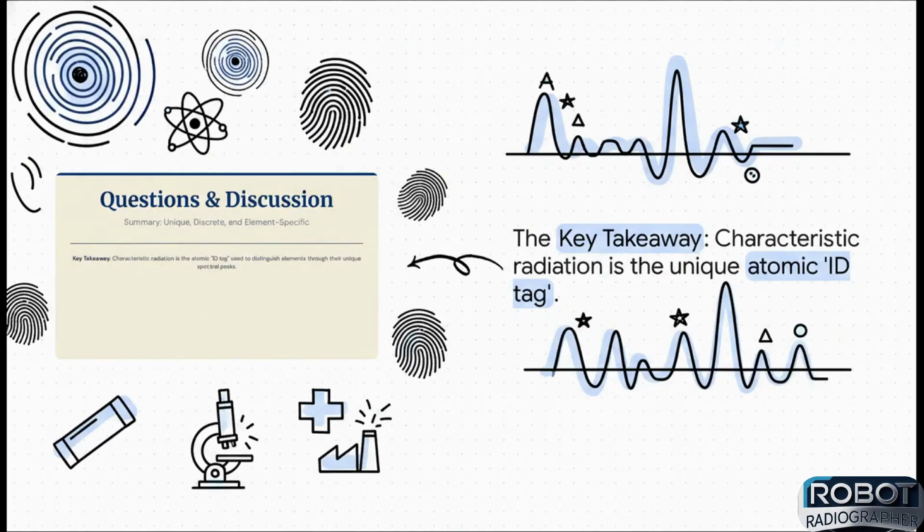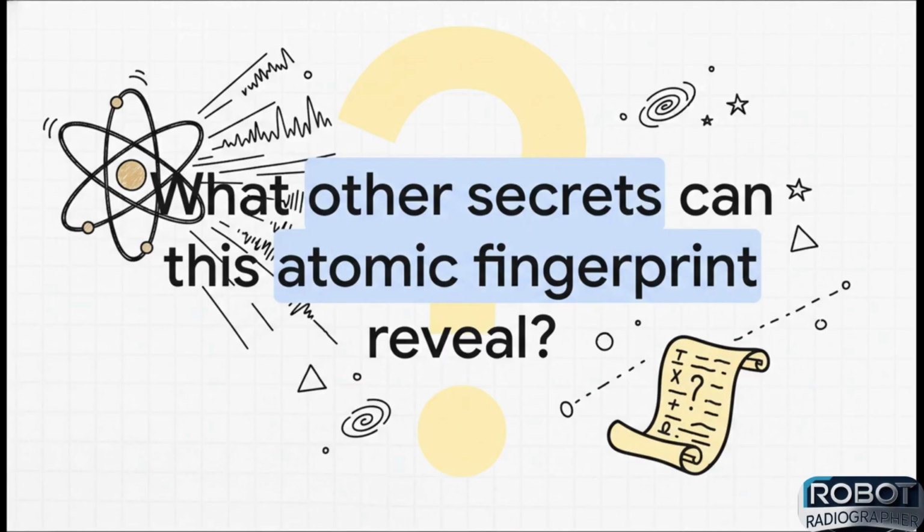So, if you take one thing away from all this, it's this. Characteristic radiation isn't just some weird physics thing. It's the atomic ID tag. It's what allows us to tell elements apart just by looking at their unique spectral peaks. And that has unlocked some seriously powerful tools in science, medicine, and industry. In the end, we've basically learned how to read an atom's personal fingerprint to identify the very building blocks of our world. It's revolutionized everything from how we see inside our own bodies to how we study ancient history. And it kind of leaves you with this amazing thought, right? If this is an atom's fingerprint, what other secrets about the universe is it just waiting to tell us?